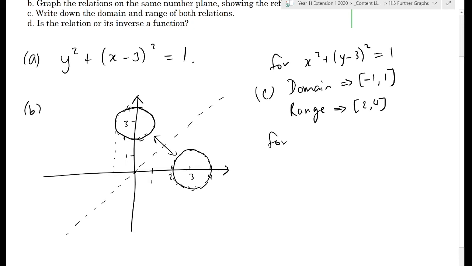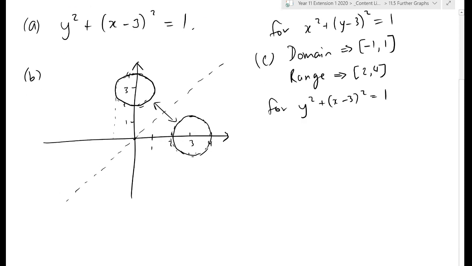And now for y squared plus (x minus 3) squared is equal to 1. What we're going to do is the domain and range. There are two ways you can do this, but let's do it the easy way. We know that for an inverse, the domain and the range just swap. So the domain becomes 2 to 4, and the range becomes -1 to 1. Just by looking at that, you can see along the x's I've got 2 and 4, and along the y's I've got -1 and 1. And that's it. So that's the domain and range for those ones.